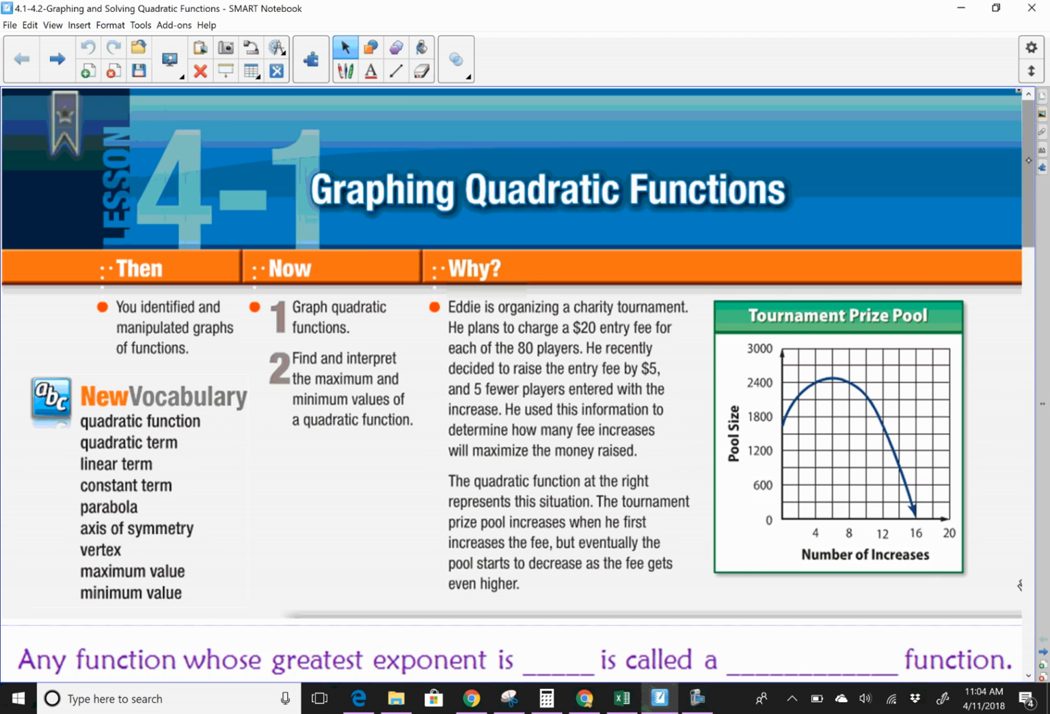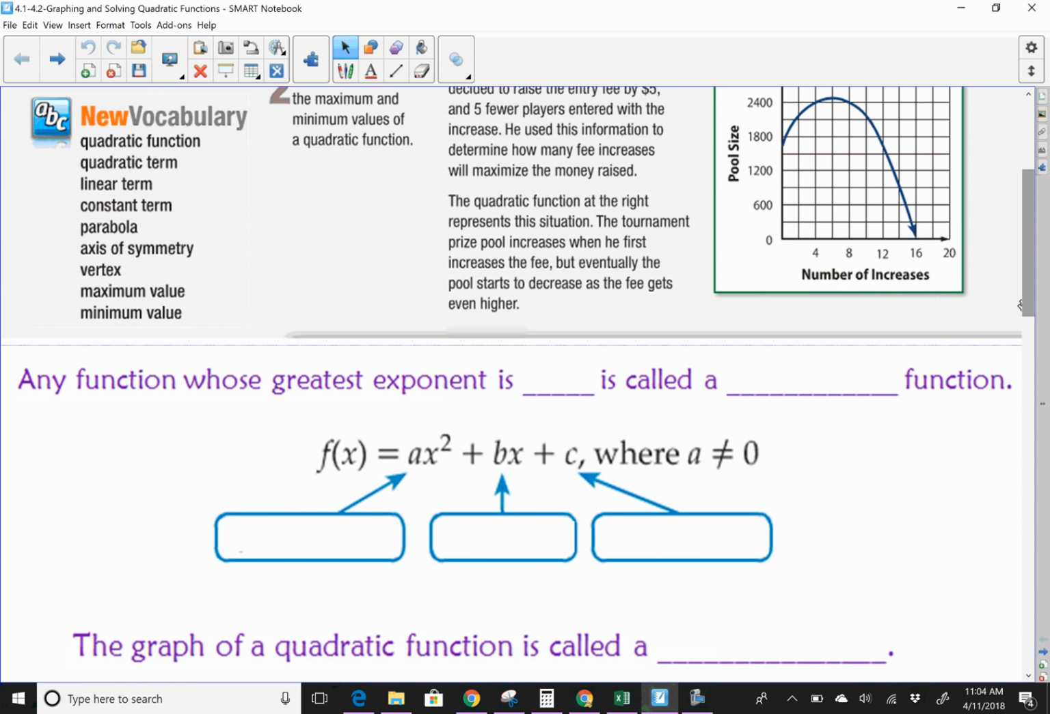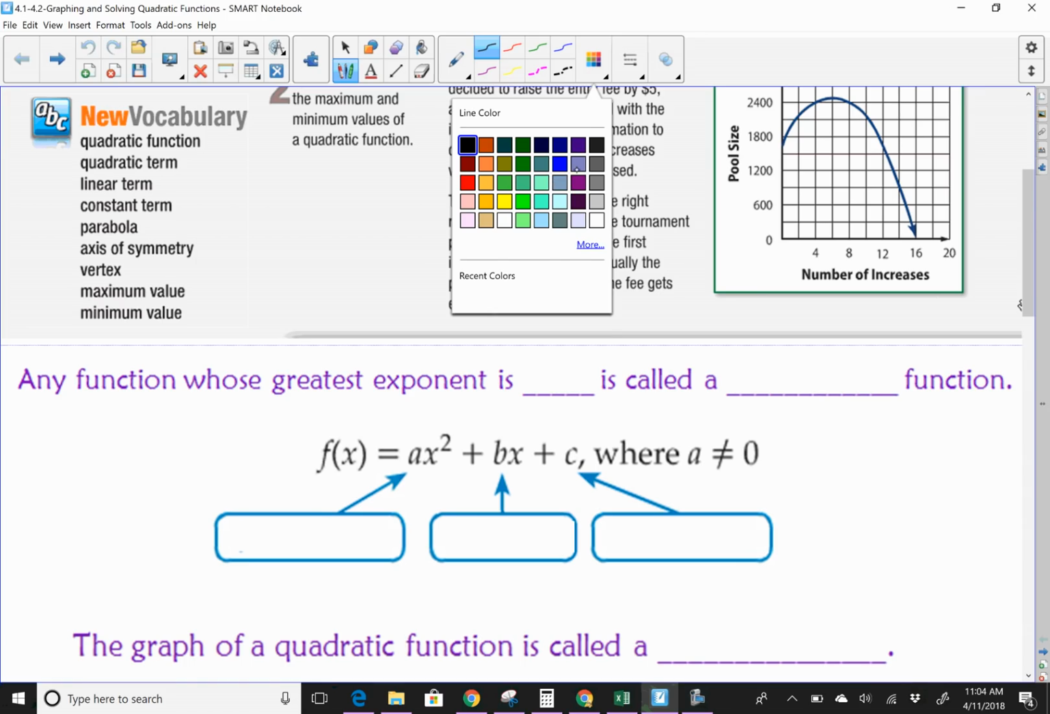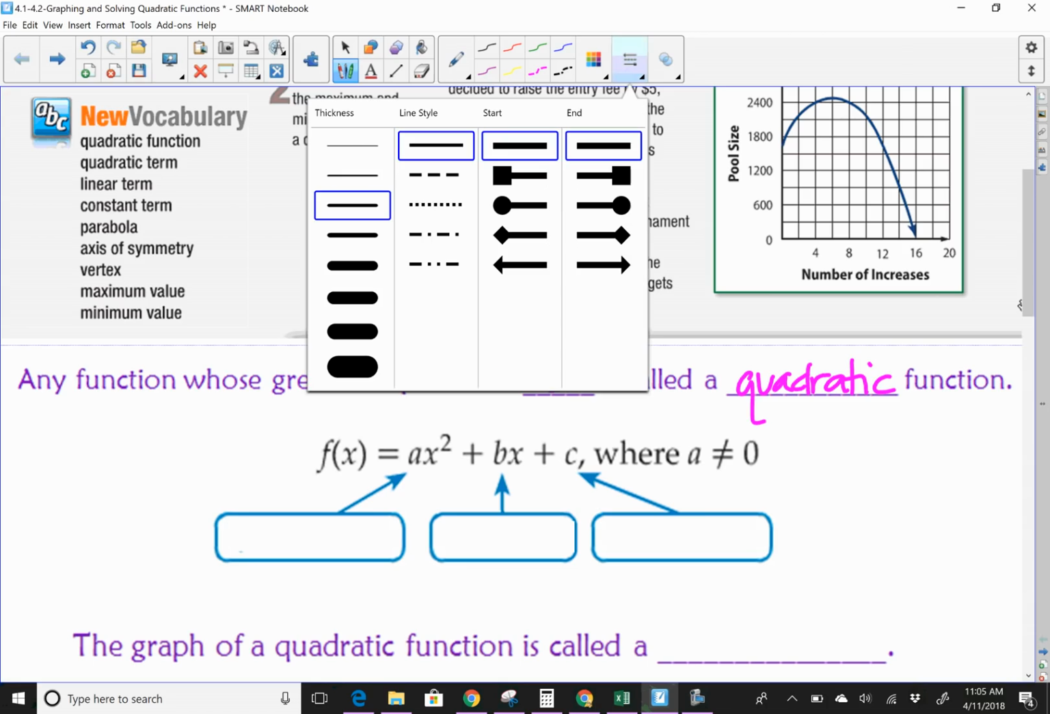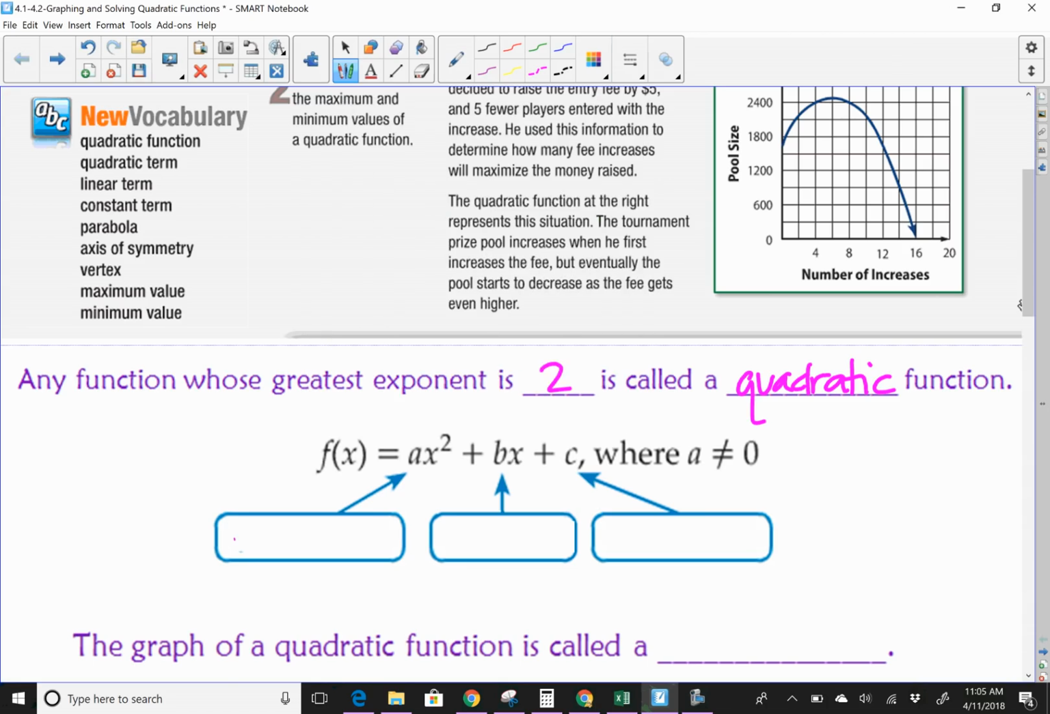All right, so to start off with, a quadratic function is any function whose greatest exponent is 2. I did not get this ready like I normally do, so bear with me here. Any function whose greatest exponent is 2 is called a quadratic function. F of x equals ax squared plus bx plus c, where a is not 0, because then of course we wouldn't have that term. But ax squared is referred to as your quadratic term.